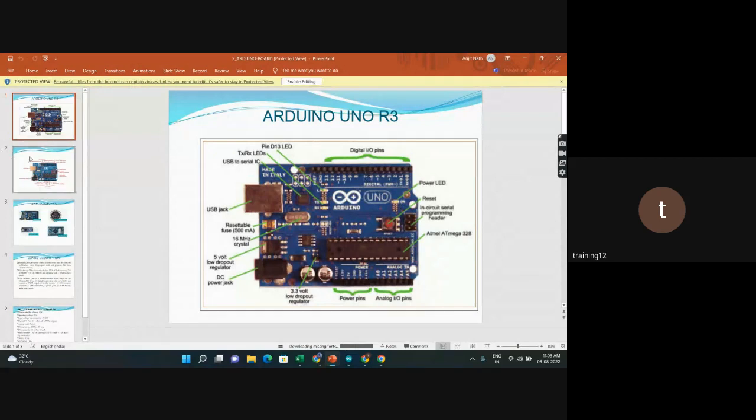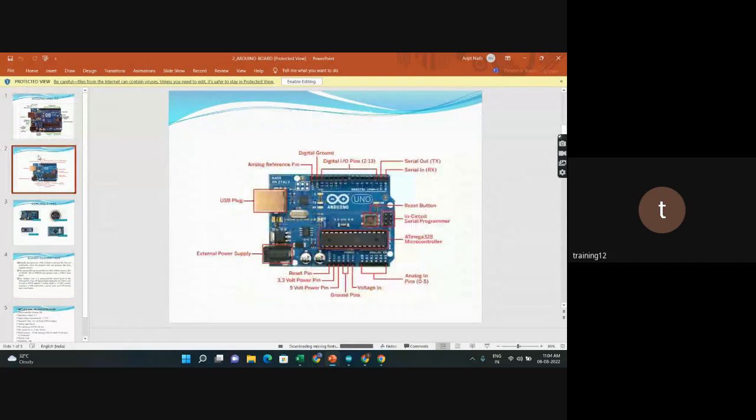Here another board is also given. This is the external power supply. Here you can give power to the Arduino from a laptop or PC, or also from a battery. You can give external power. Here is the plug. This is the analog reference pin, and this is the digital ground pin. There are 2 digital ground pins here, and 1 ground pin here.